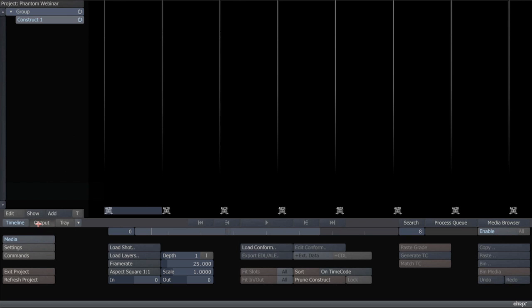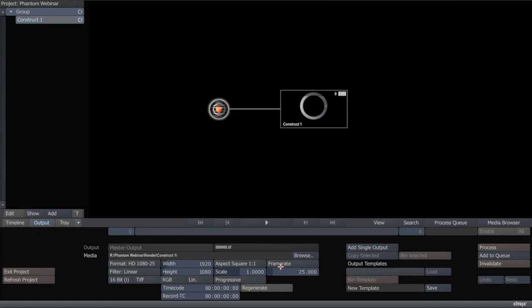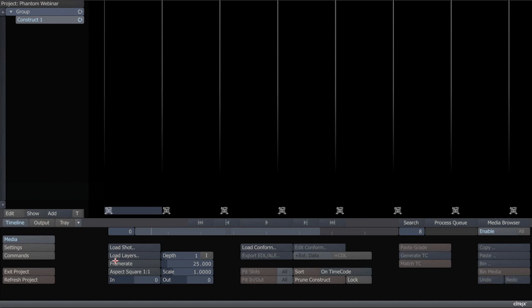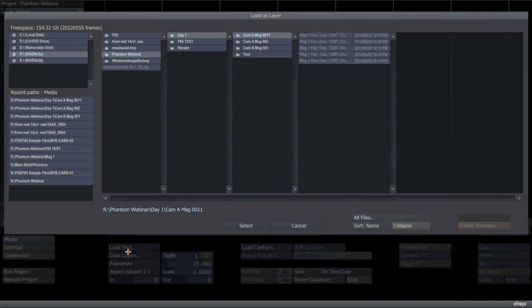And we know that we're working in South Africa. We're working to 25 frames per second. That could be changed to 23.97 or any of the base frame rates that you're going to be working to. I'm going to stick to 25 for the moment. And what I'm going to do is I'm going to go and load that Phantom footage into the construct.